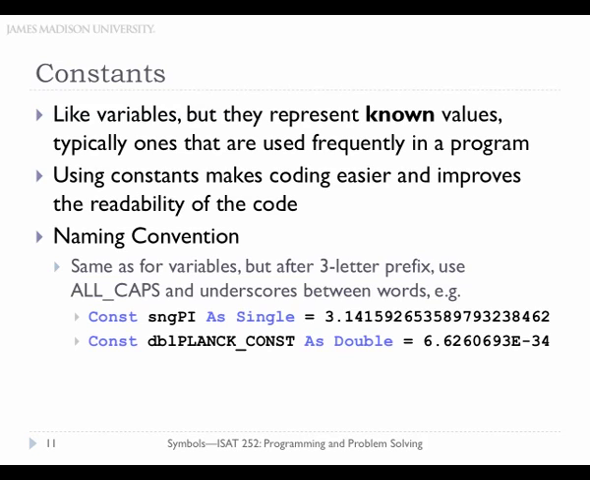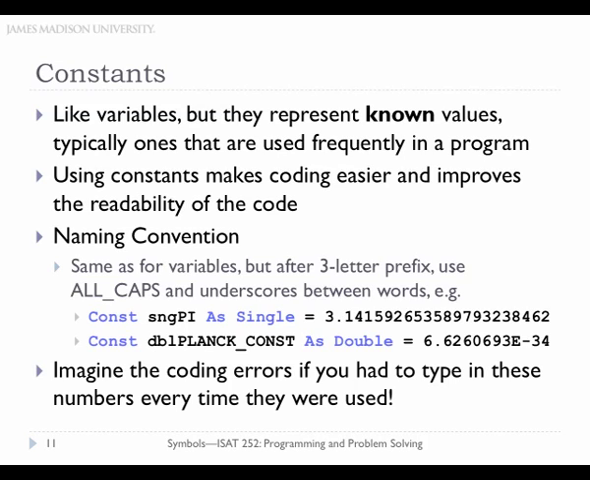You must assign a value to the constant at the time that you declare it. You cannot change it at all later on in the program, hence constant. Imagine what kind of coding errors you might have if every time you wanted to do a calculation with pi, you had to type all of those numbers out. If you got some digits wrong, you might have calculation errors that cause things like the warped mirrors in the Hubble telescope.